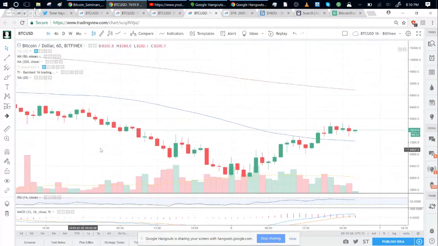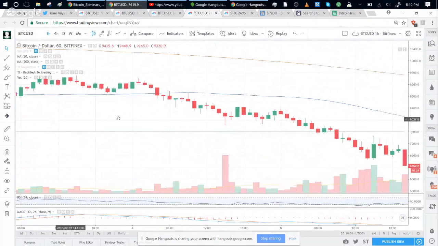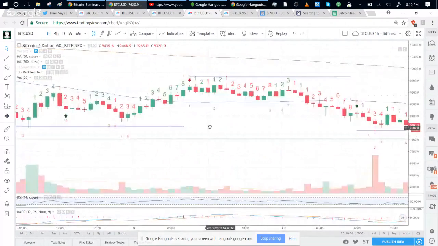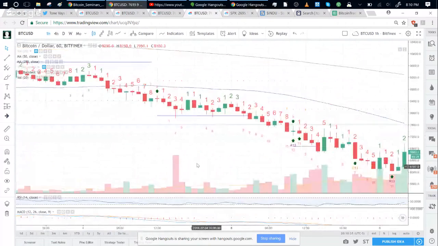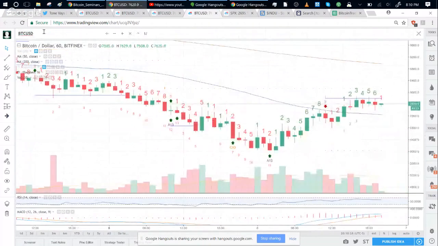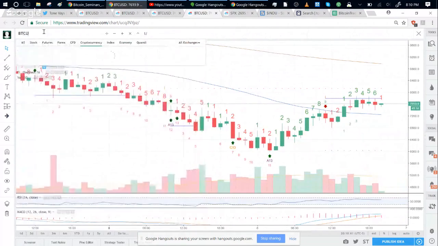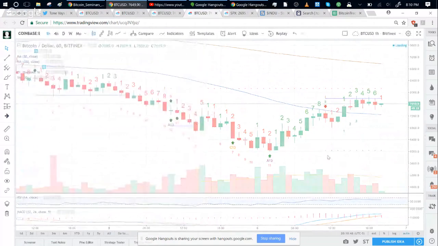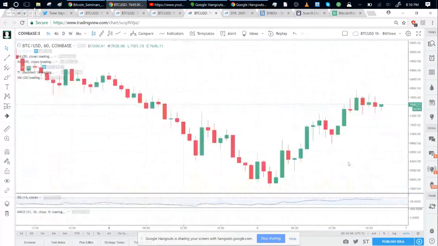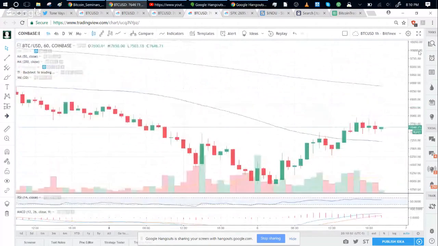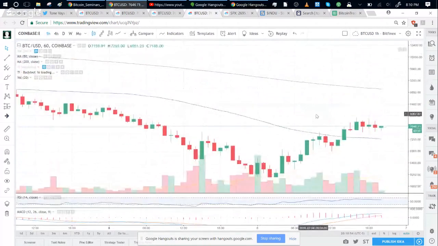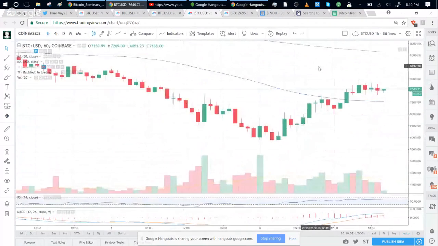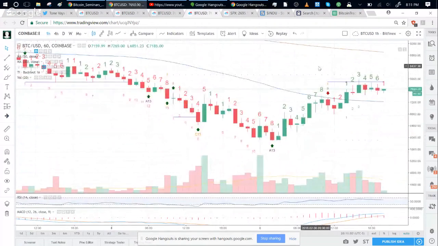Don't even remember. No, it definitely wasn't Bitfinex then. Maybe it was Bitstamp. I don't remember anymore, guys. Maybe it was Coinbase. I think I was using Coinbase here. Or my drawings. And that's the problem: once I start changing tickers, I don't know where my drawings are. I guess I'll just leave Coinbase. I don't even remember anymore.